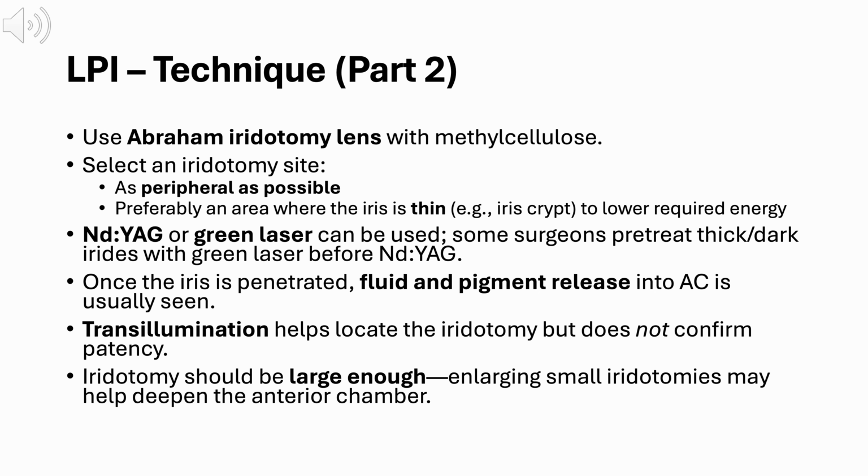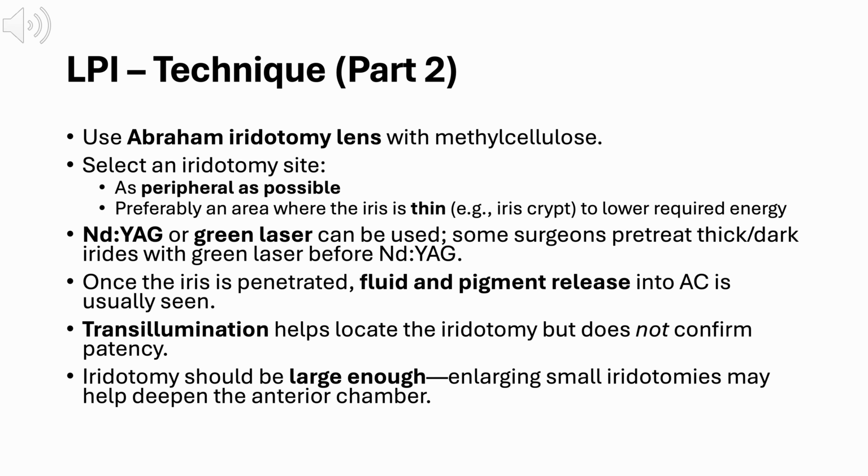The next key decision is choosing the location. I try to place the iridotomy as peripheral as possible, ideally in a spot where the iris is naturally thinner, such as an iris crypt, because those areas require less laser energy and tend to penetrate more predictably. Either a neodymium YAG laser or a green laser can be used. In cases with thicker or heavily pigmented irises, some surgeons like to pre-treat with a green laser to thin the tissue before switching to YAG for penetration.